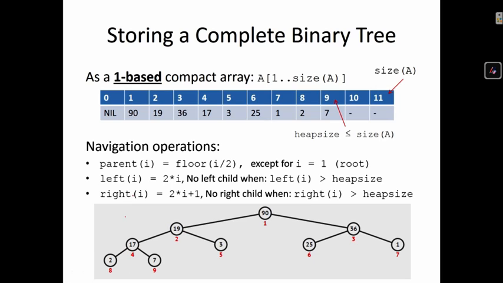So parent of I will be floor of I divided by 2, or basically just integer division, I divided by 2, except when I is 1, when you have the root. Root doesn't have any parent. And left of I will be 2 times I, and you have no left child when left of I is bigger than the heap size. For example, here I am at index 5. What is the index of your left child? It will be 5 times 2, 10, but then that exceeds the heap size. So actually you have no left child. And same thing with the right child. Right of I is 2 times I plus 1, except when right of I is bigger than heap size.